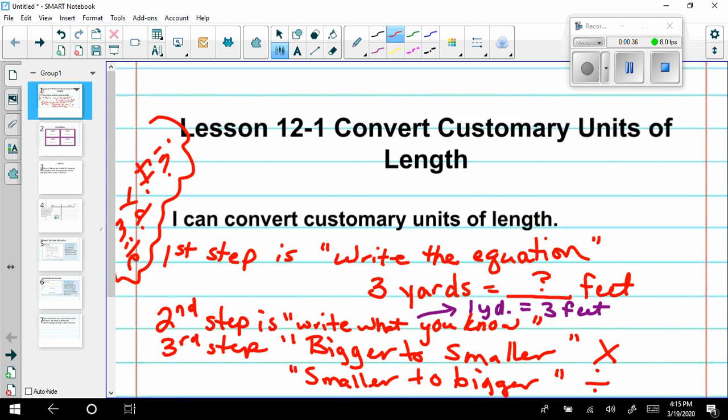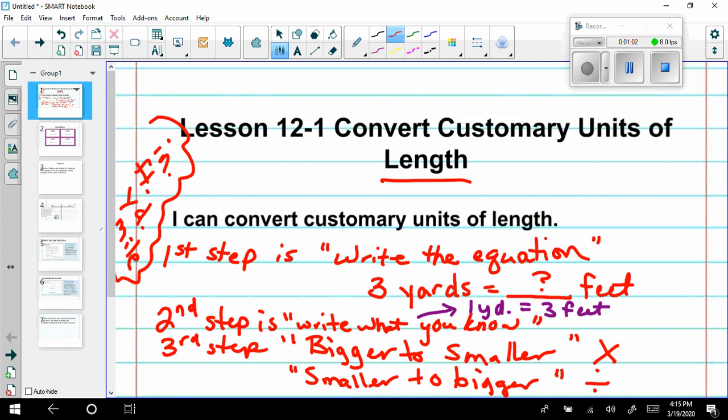So it's important that you know that the purpose of this lesson is to convert, which means to change from one unit of measurement to another unit within the customary unit of length. Now, throughout the years, I created a poem, and I just want to share with you guys that kind of helps you go through each of the steps.